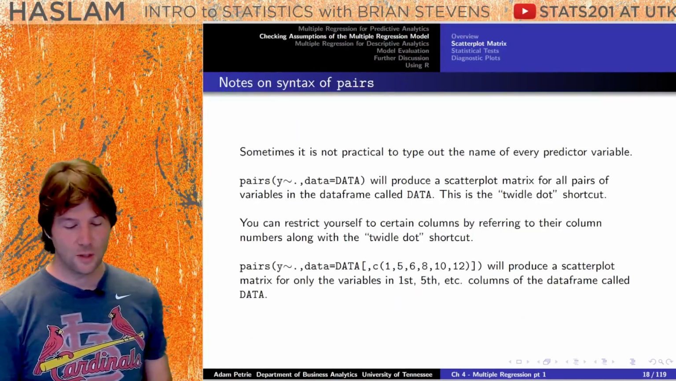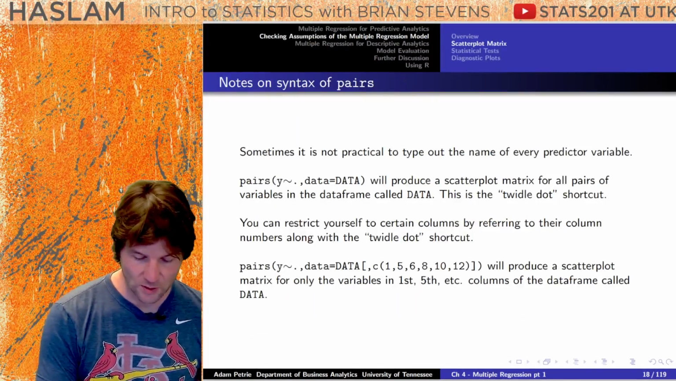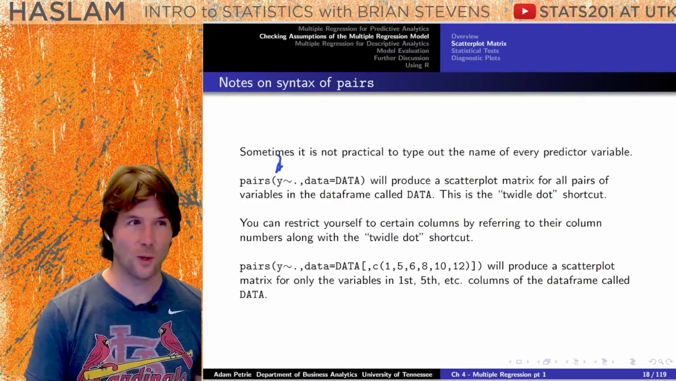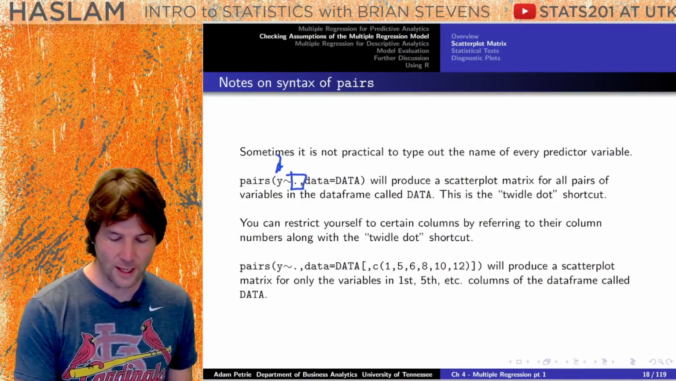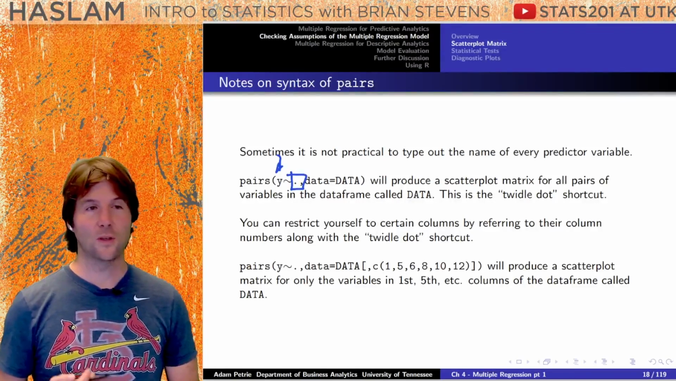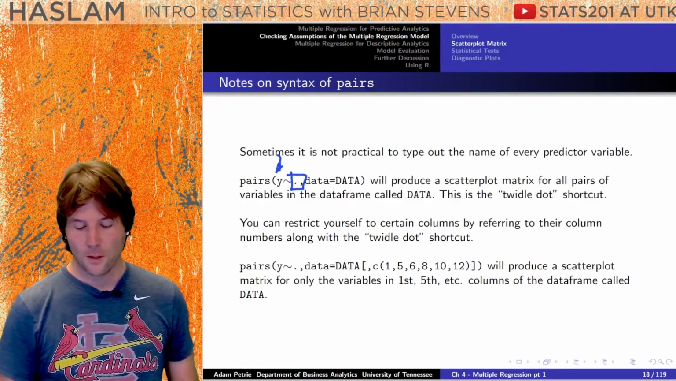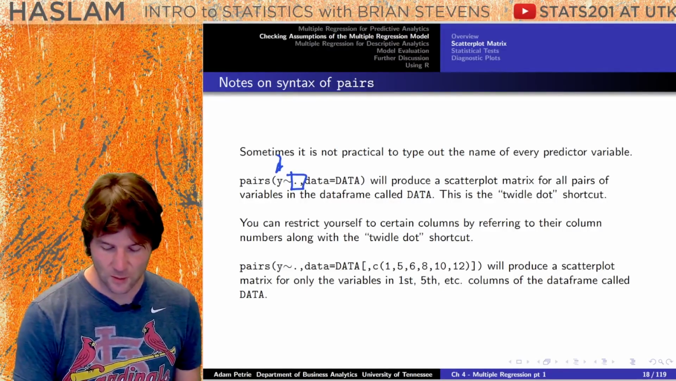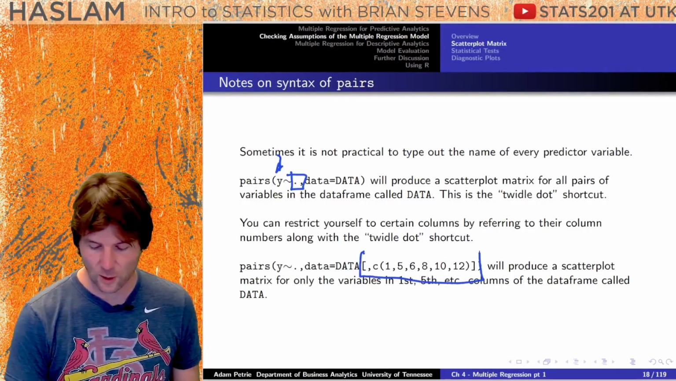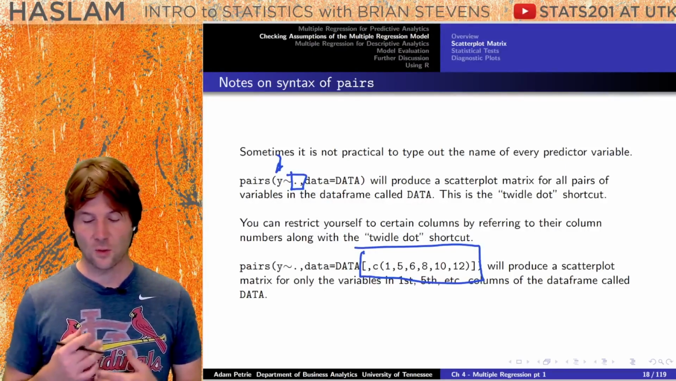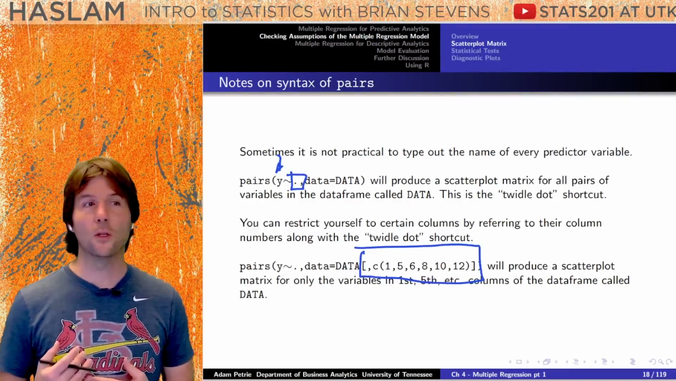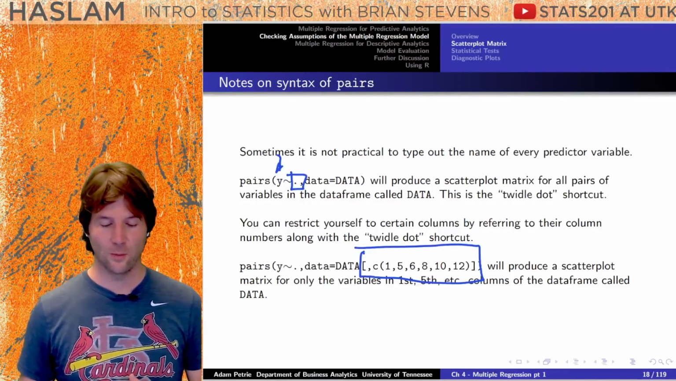The pairs function has the y variable first, and then we do tilde dot. That means y by x, and the dot means all your x's, comma data equals, and then the name of your data frame. You can also choose specific variables by using these square brackets to go all rows and then certain columns. So there's ways to restrict your columns to only look at certain x's if you're including them in your model.